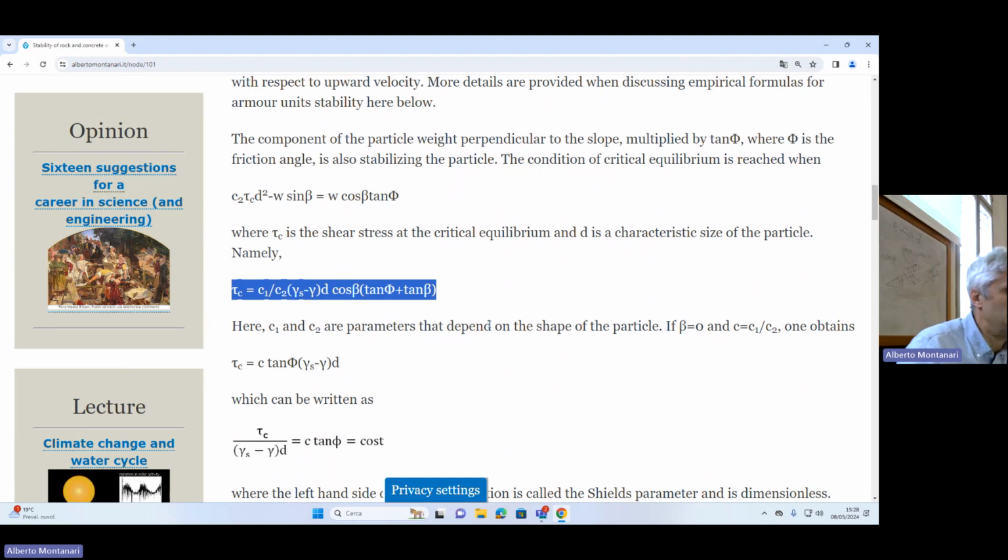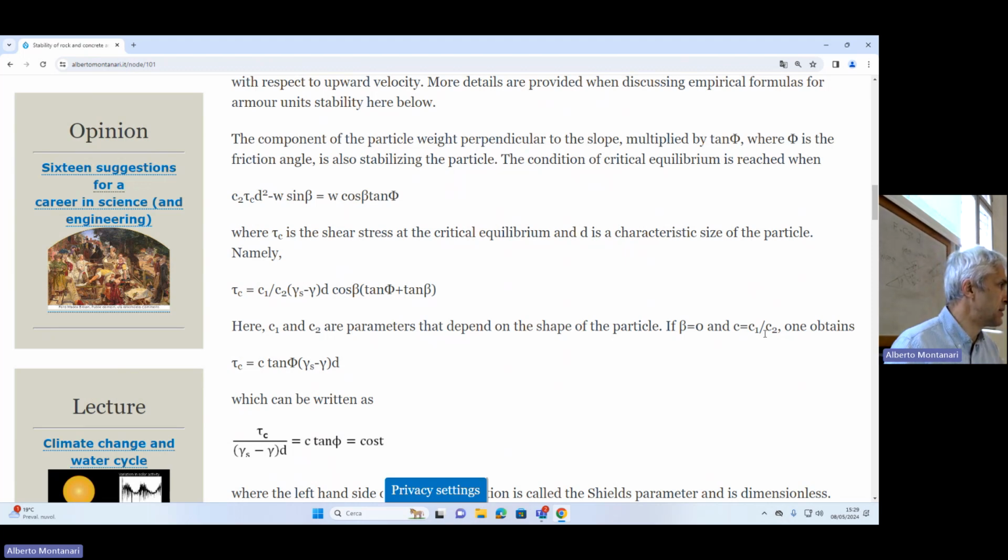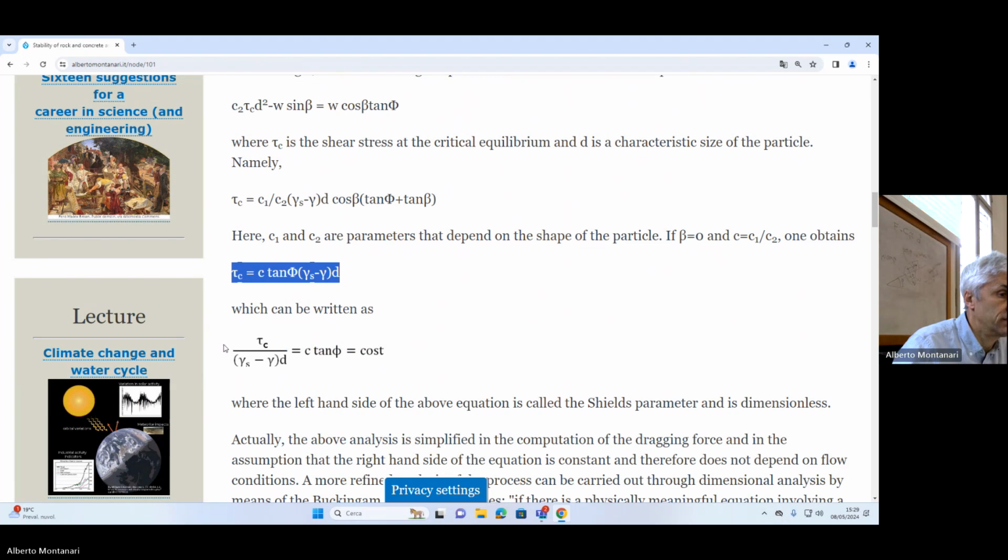So this is the explicit representation for tau c. And let's assume now, just for the sake of simplicity, because this is not a limiting assumption, the situation beta equal to 0, which means a flat side. It's not representative of our situation, but it's just for simplifying the relationship. And let's put C equal to C1 divided by C2. C is a characteristic parameter of the boulder, okay? Again, if you use artificial units, it is given by the producer. And then the relationship that you get is quite simple, okay? Tau c is given by C tangent phi, gamma s minus gamma, d, okay? And then you can write it in this way.